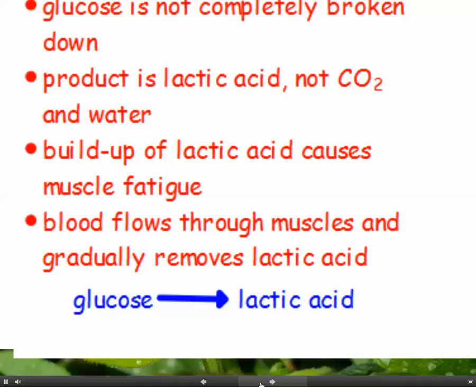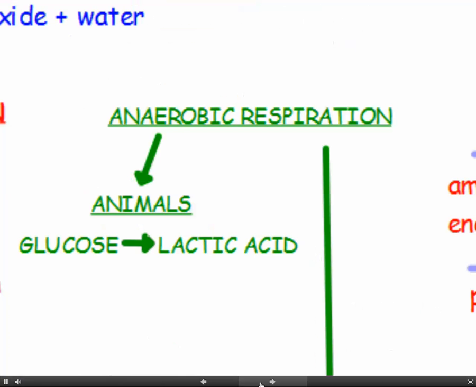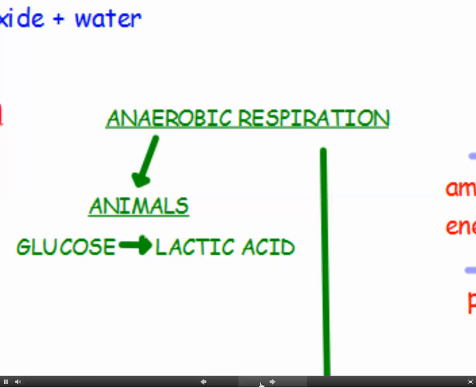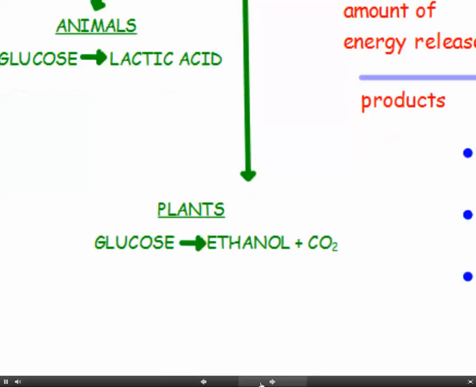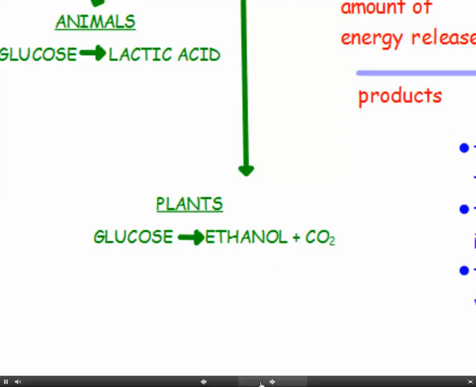So there's the word equation. Anaerobic respiration in animals: glucose forms lactic acid. So again, anaerobic respiration in animals, glucose is converted into lactic acid. Anaerobic respiration in plants, and in yeast cells as well, converts glucose into ethanol and CO2.